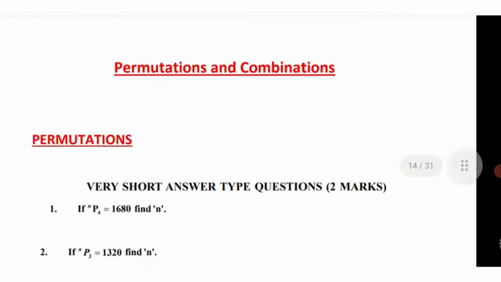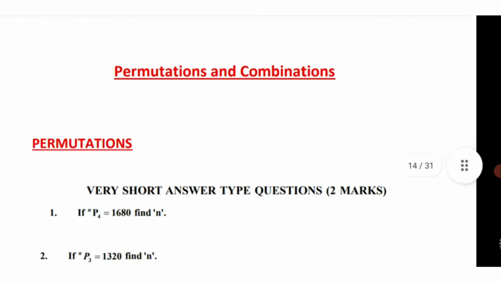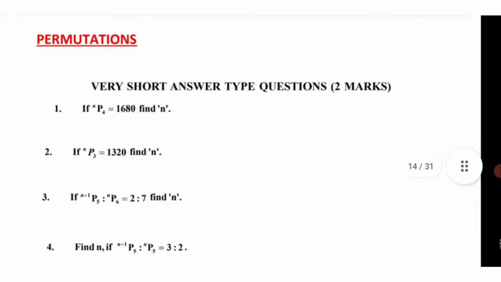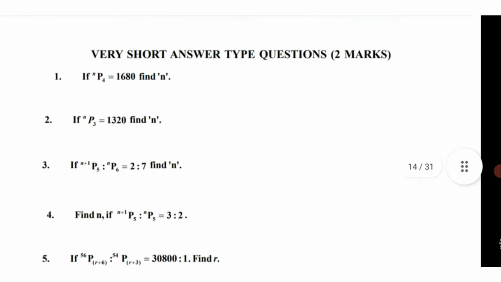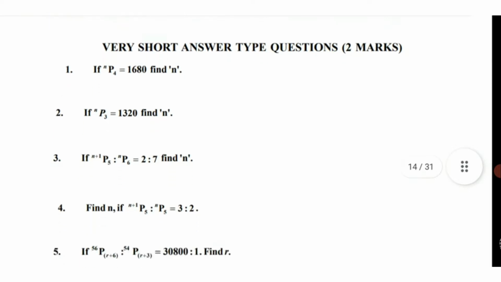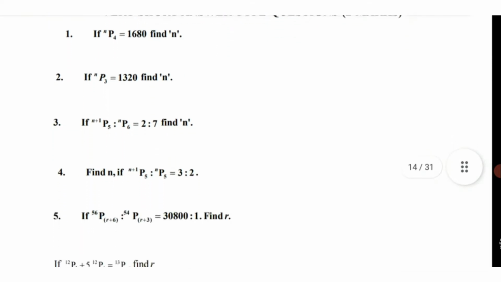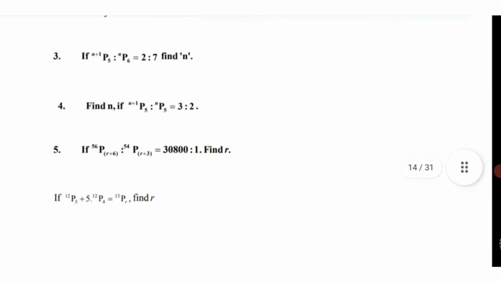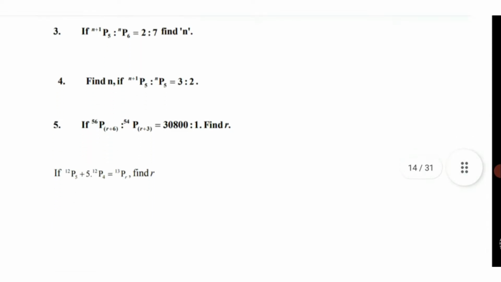Permutation and combination is one complete chapter, but in this, permutation is separate and combination is separate. Let us see from permutation. VSQ questions: nP4 equals 1680, find n. nP3 equals 1320, find n. And this is the third one, fourth one, fifth, sixth, very very important questions. They definitely give you 2 marks.